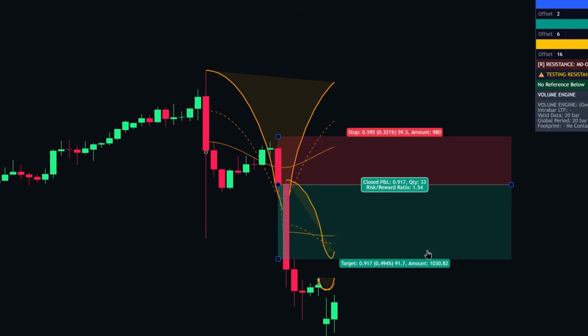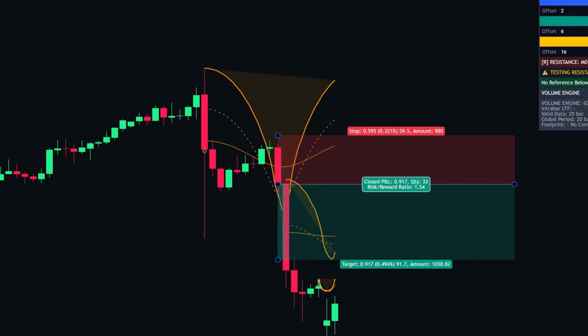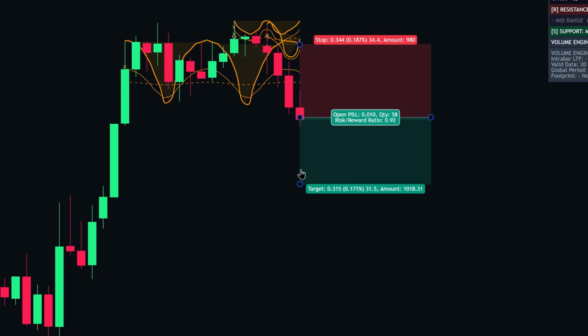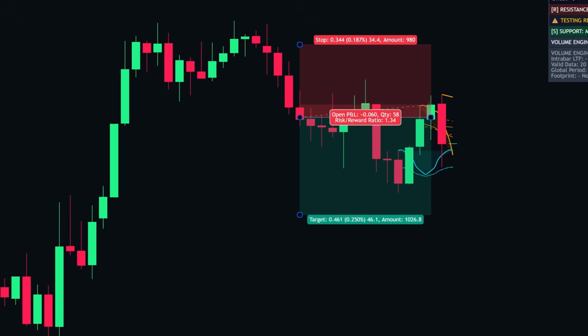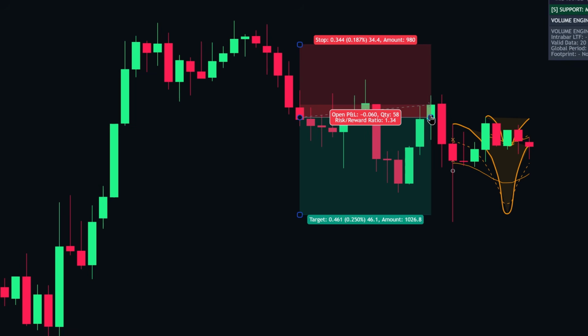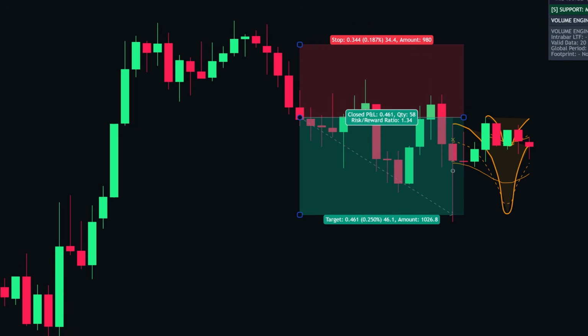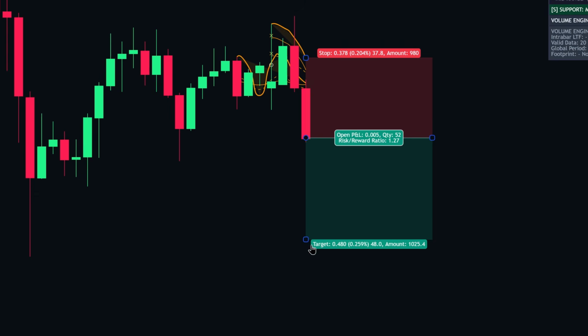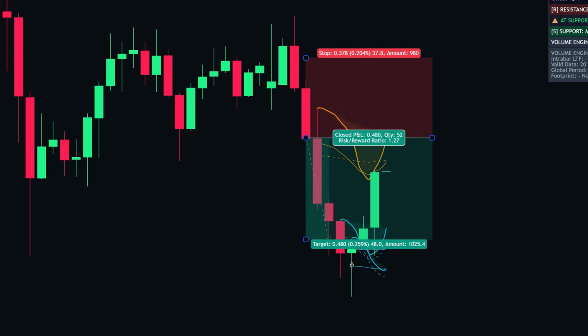Finally, remember this. The cycloid curves are not signals by themselves. They represent potential reaction zones where price is likely to respond. The best setups occur when price reaches one of these curves and the candles confirm the reaction with clear bullish or bearish behavior. When you combine structure, price reaction, and proper risk management, the indicator becomes a powerful tool for understanding market behavior.